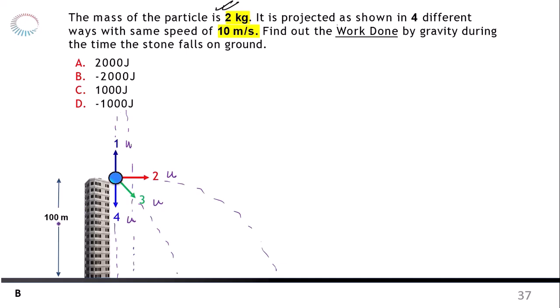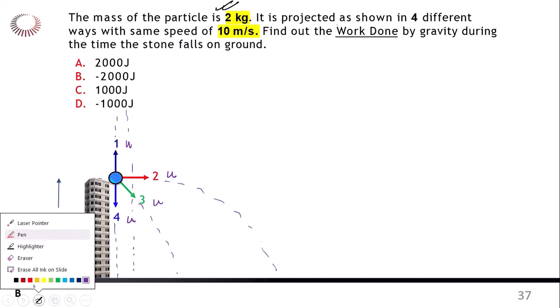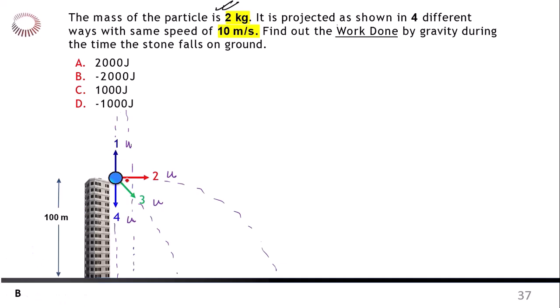But whatever the path followed, the weight of the particle, that is mg, is always acting downward. Now, mg is always acting downward. And what is the displacement of the particle? It is 100 meter. The displacement of the particle is 100 meter. Understood? Okay, sir.